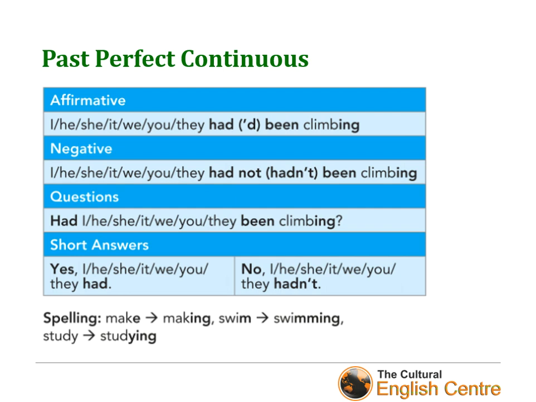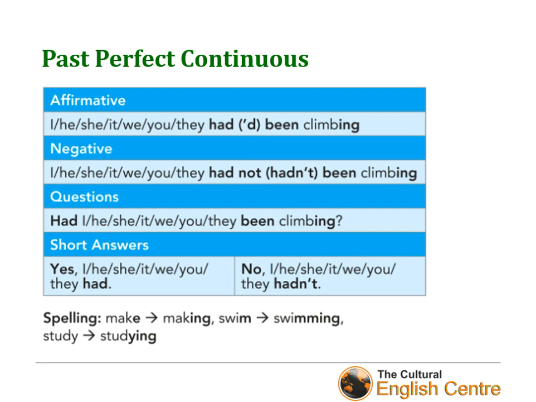To make negatives, questions, and short answers, you follow the same rules as with the past perfect simple. So we add not to had, if you want to create a negative sentence. He had not been climbing. In questions, had runs to the beginning. Had it been climbing? And in short answers, you say yes, I had, or no, you hadn't. Again, be careful with the spelling of some verbs like make, making, swim, swimming, study, studying.